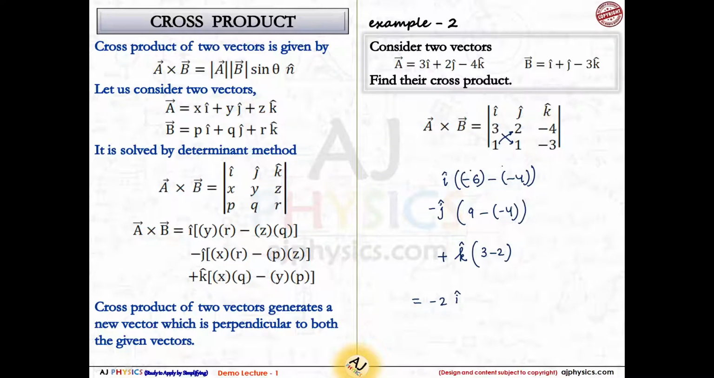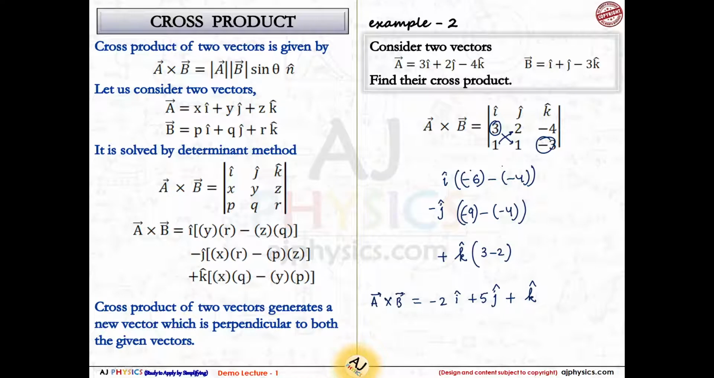9. I think it was a negative 9 here, because it was 3 multiplied by minus 3, negative 9. So this will be minus 9 plus 4. That would be minus 5, and with the negative outside that will become plus 5j, and it will be k cap in the end, because 3 minus 2 is 1. So this is the answer. This is a cross b.